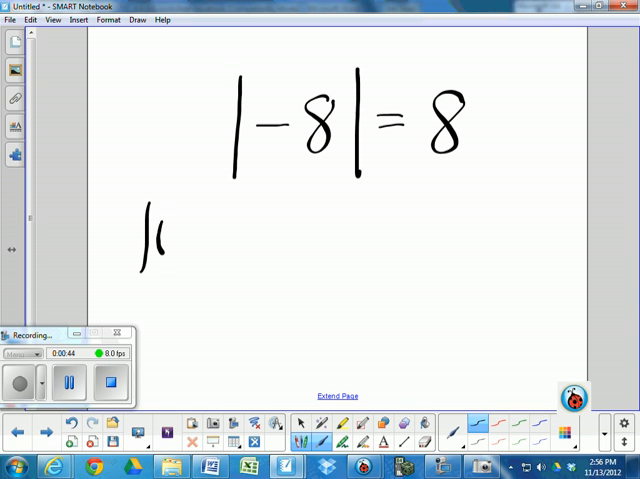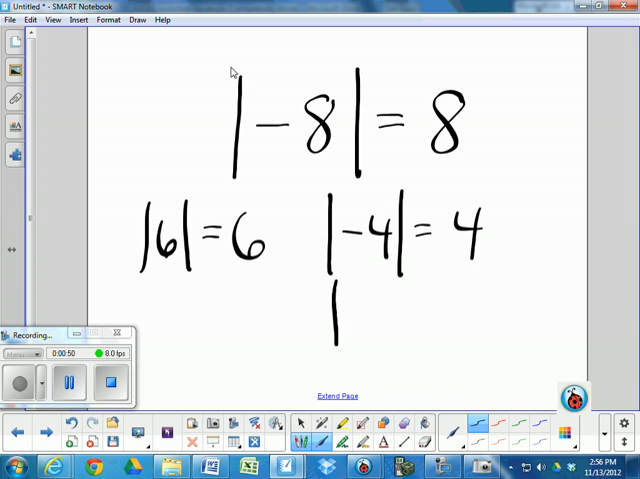So what's the absolute value of 6? What's the absolute value of -4? 4. What's the absolute value of 4? 4. So I think you understand what an absolute value is. It seems kind of stupid, right? Because you just drop the sign. But that's what it is. It's a mathematical operation, absolute value.